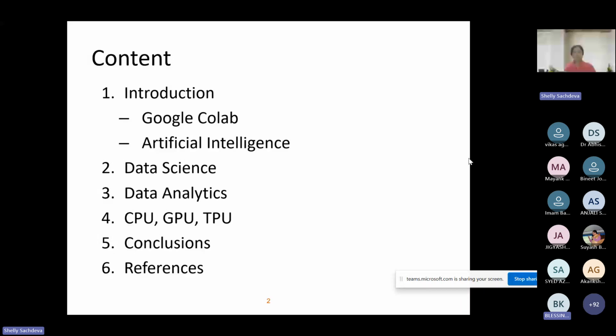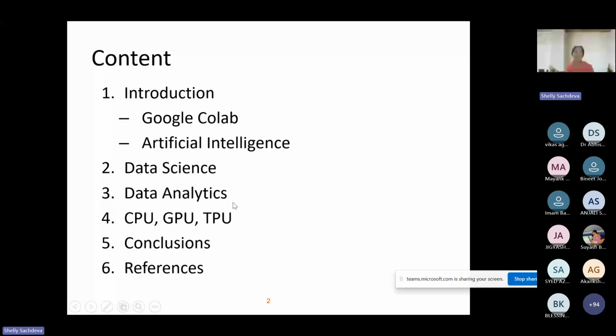I'll first give you an introduction to Google Colab. I'll talk about what artificial intelligence is. Then I'll introduce data science, and talk about data analytics and the difference between data science and data analytics. I'll talk about the basic architecture and throw some light upon the CPU, GPU, and TPU. And finally, I'll present two demonstrations, one around artificial intelligence and Google Colab, and another around the GPU, CPU, and TPU comparison for that particular application.